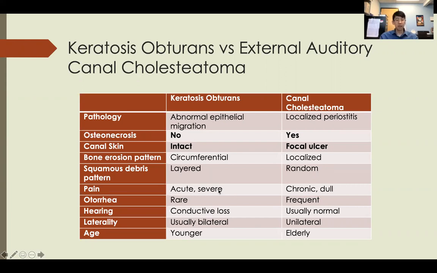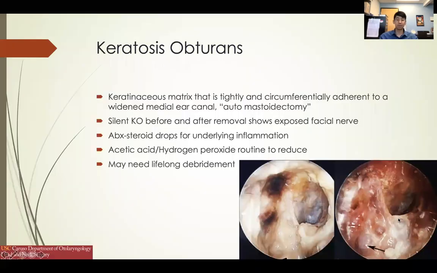And keratosis obturans in general, they have more pain and it's more acute versus the chronic and dull pain in canal cholesteatomas. But as we'll see, you can have silent keratosis obturans. So these are really not established differences. There's lots of overlap. And in canal cholesteatoma, you frequently have more otorrhea, more normal hearing. It's usually unilateral as opposed to bilateral, and it's in older patients.